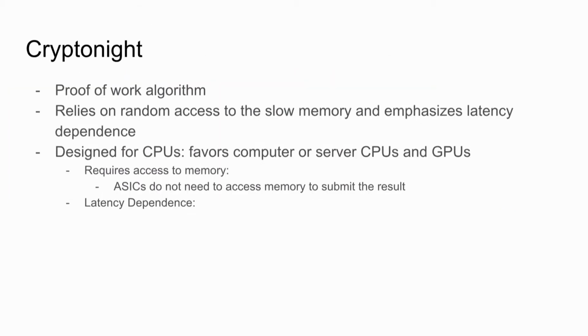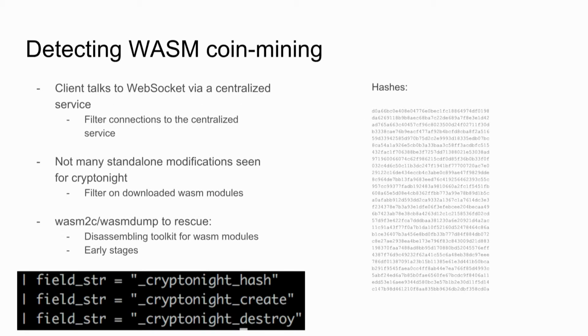A little bit more about coin mining with WASM. CryptoNight is one of the popular proof of work algorithms. It has latency dependency and requires access to memory. These are the widely adopted crypto mining algorithms used in WASM, based on observation. We still have ways to detect that, thanks to the binary being quite stable and not changing too often. This means the hash value is fairly fixed, and we can also filter out connections to the centralized services. With wasm2c or wasm-dump, you can see some interesting fields with underscore cryptonight underscore, and people are unlikely to modify these strings.